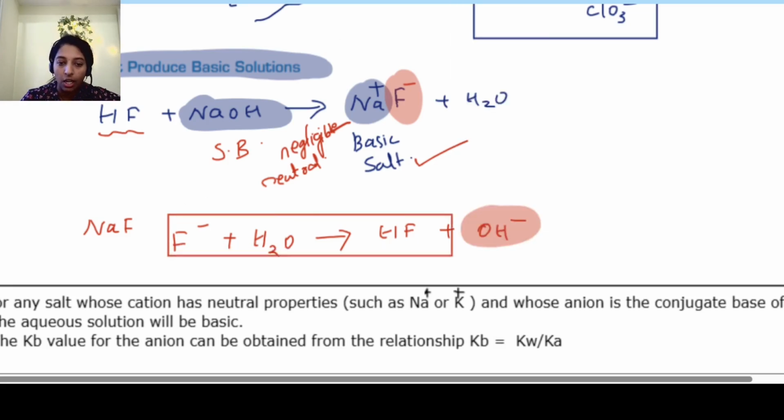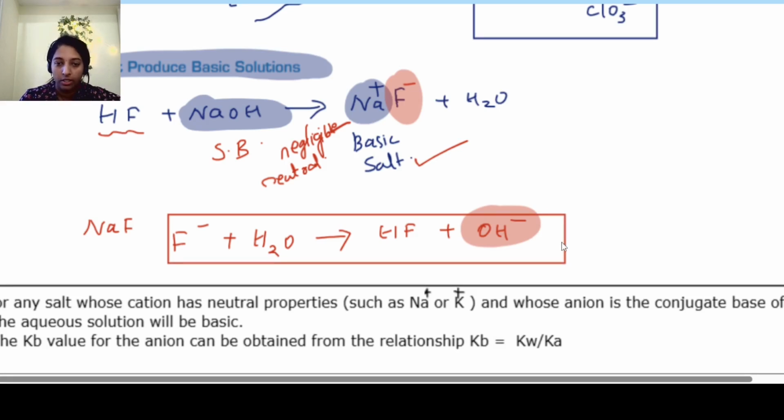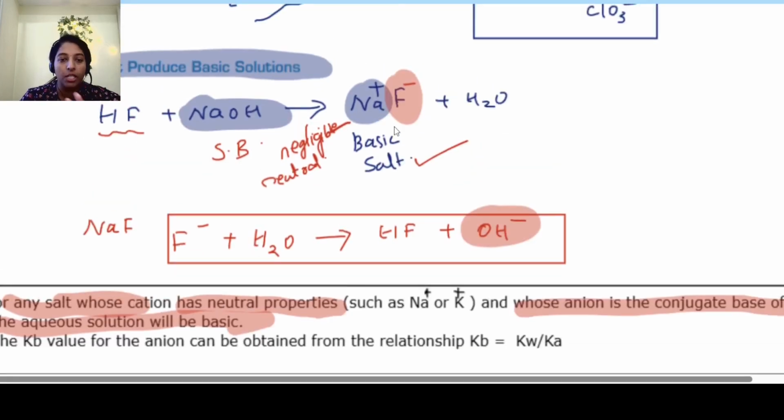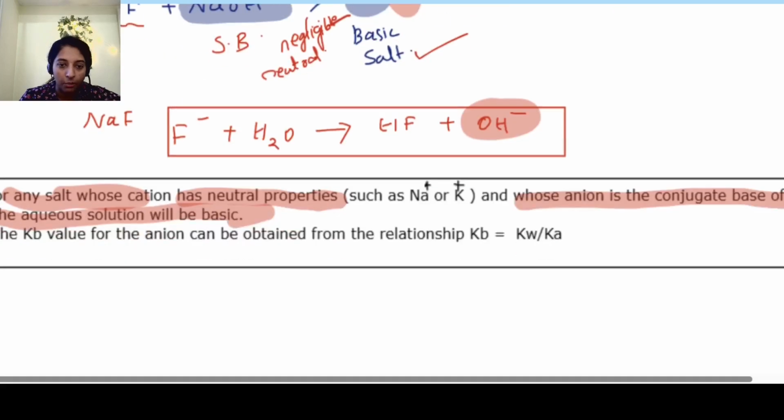Got it? So this is how you need to write a salt reaction. If you want to show that F− is a base, you can just add water and show that OH− is forming. That's all. So that's why I'm using this kind of wording: any salt whose cation has neutral properties and whose anion is the conjugate base of a weak acid, the aqueous solution will be basic. If these kinds of terms are difficult for you, that's why I'm explaining like this. Now I think you got the idea. If any doubts are there, just comment below.